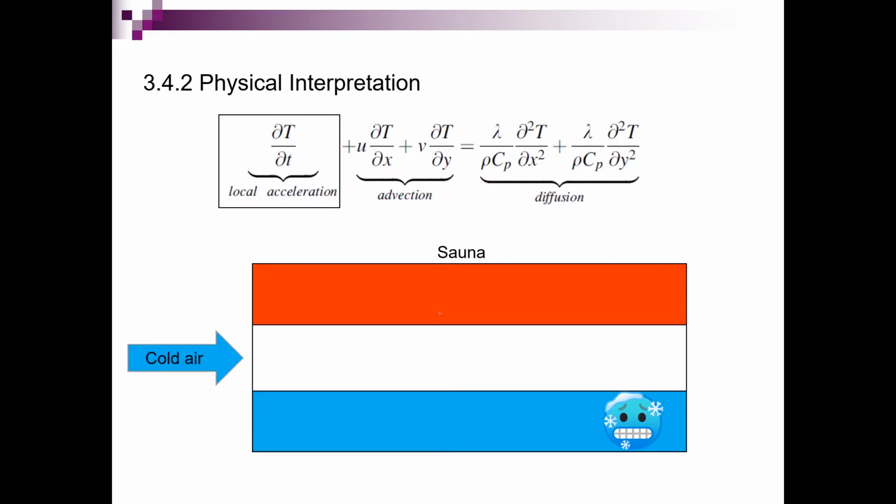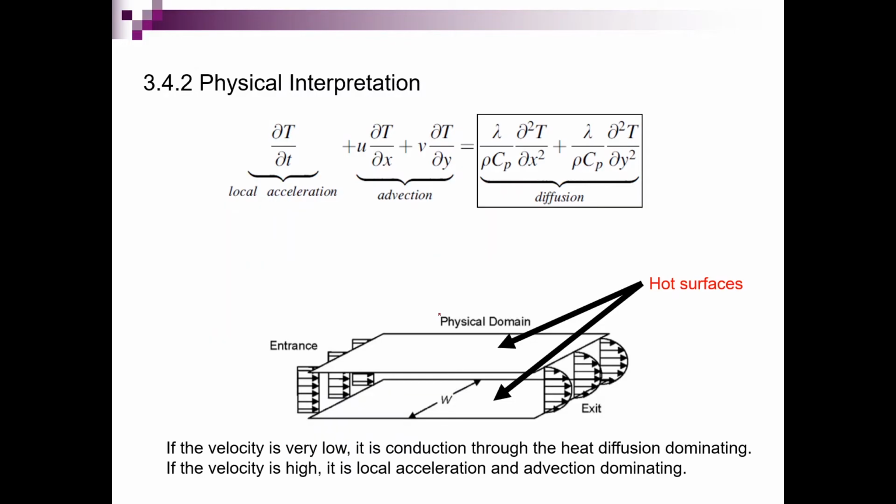So what you are going to feel is cold air blowing into the sauna room. This is what we call local accelerations. At that moment, the temperature around you in the sauna immediately drops because of the presence of the cold air from outside. Meanwhile, for diffusion, we use a different example instead of the sauna.